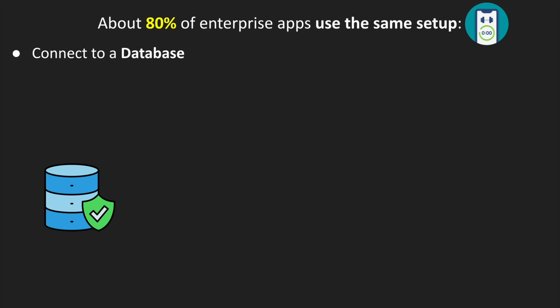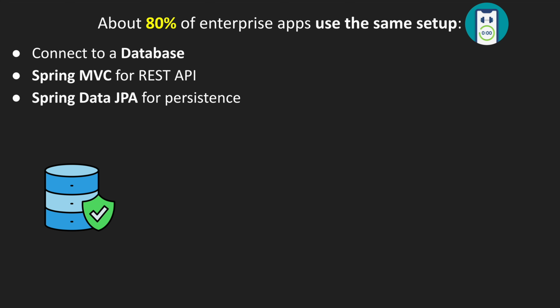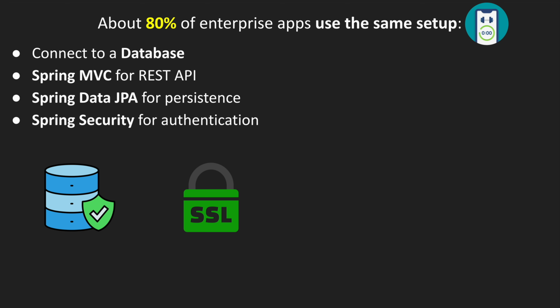What I mean by that is that every enterprise app, one way or another, needs to connect to the database, so we need to configure the database connection. Usually we are using a REST API, so we need Spring MVC for the REST API. For the persistence layer, we need JPA, so we need to set up Spring Data JPA. And we use Spring Security for authentication and authorization and so on.